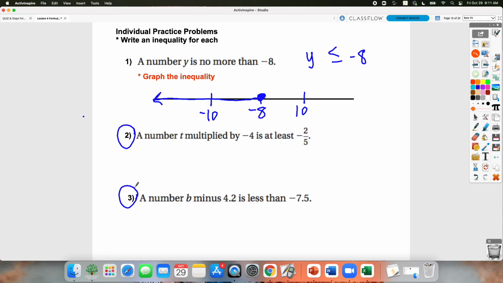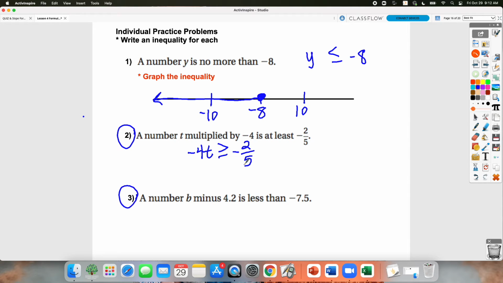All right, and number 10, multiplied by negative 4 is at least negative 2/5. Tess, how do you think we should write that inequality? Negative 4t. Good. Is greater than or equal to negative 2/5. Beautiful. Yeah, we're multiplying that number t by negative 4. We always write that as the number and the variable right next to each other. Tess did that perfectly. I do not want to see a multiplication sign in between those two. We're way past that. Okay, and then at least means it can be negative 2/5 or anything higher. So greater than or equal to negative 2/5.